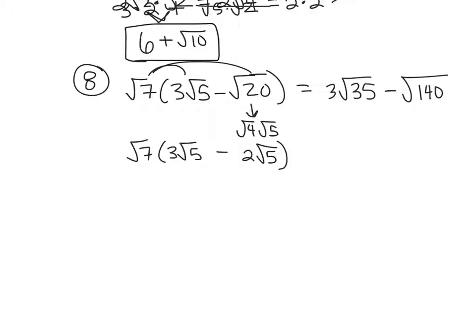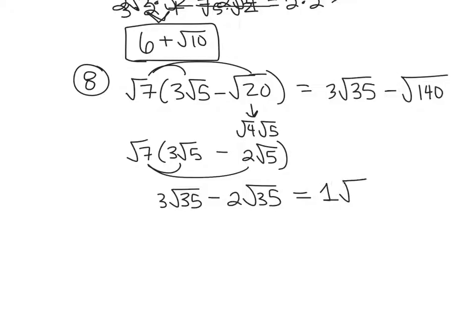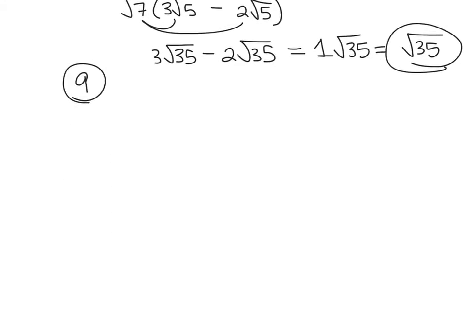So I'm going to actually redo it and look at it this way, because then when I distribute, I get 3 radical 35 minus 2 radical 35. And now these two are like terms. 3 minus 2 would be 1, square root of 35, and you usually don't write the 1 in front, so your answer is just square root of 35. And you cannot simplify that. 9.